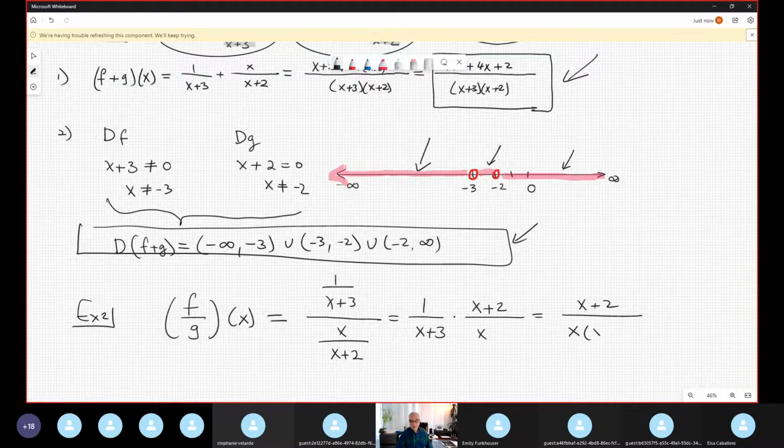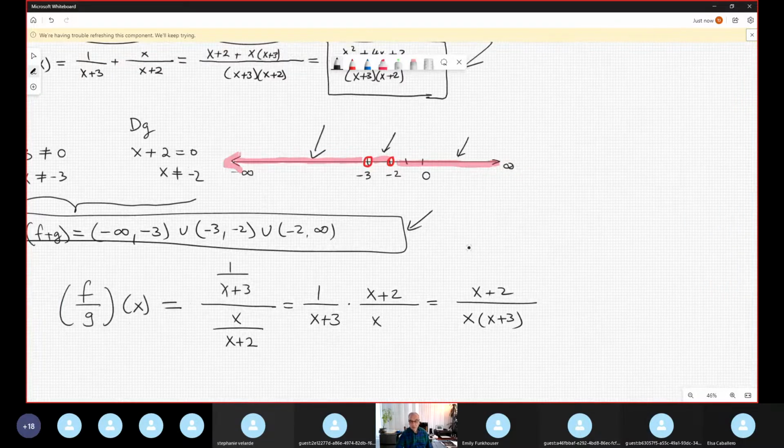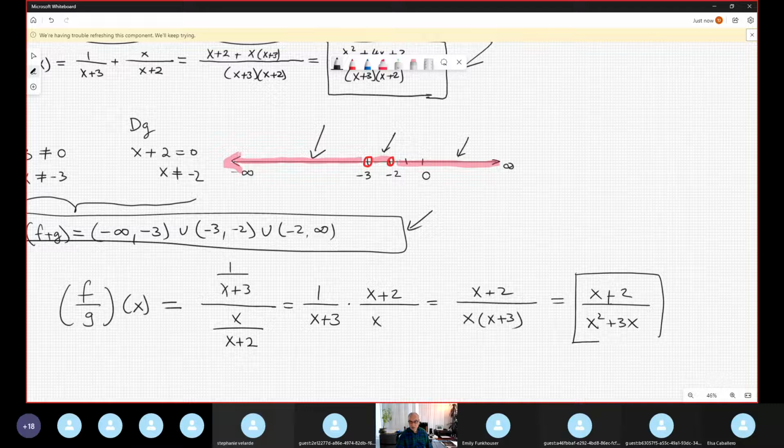So the final answer is x plus 2, times 1 stays the same, over x times x plus 3. If you want, not exactly mandatory, you apply the distributive property in the top and the bottom. It's x squared plus 3x. Boom. And this is the elegant, decent final answer, the expression of the division.